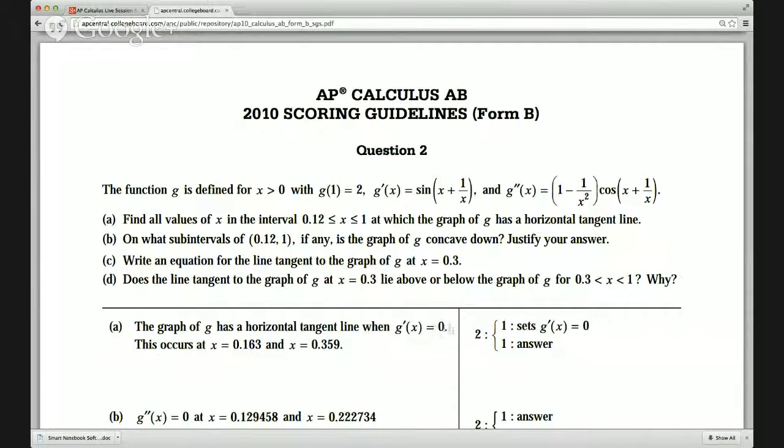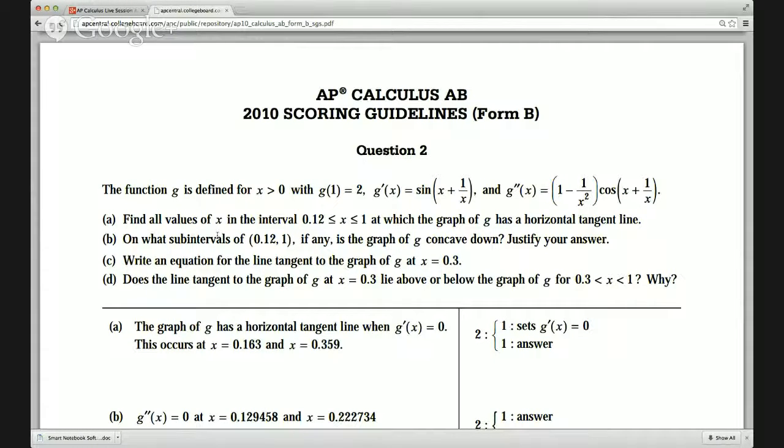Now this is calculator active, so you could graph this and find these values. You don't have to solve this by hand or anything like that. You're expected, when it's a calculator active question, to be able to find points of intersection and zeros with the calculator. And it occurs at these two values.